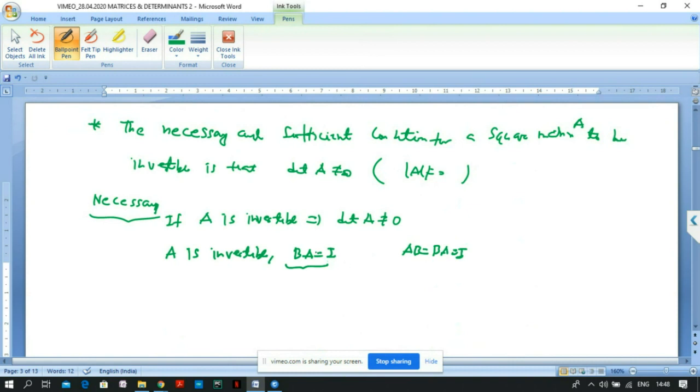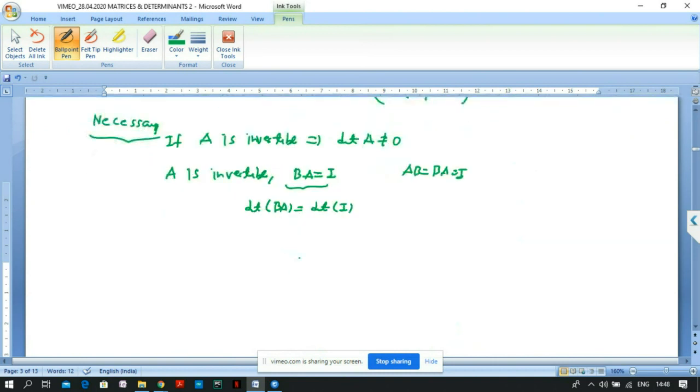BA equal to I is enough. Now I can apply determinant on both sides: determinant of BA equals determinant of I. Determinant of a product of matrices is the product of determinants, so this is det of B times det of A, and det of I equals 1. Because two numbers alpha and beta multiply to 1, neither can be 0, otherwise the left would be 0 and the right non-zero. So det of A is not 0. If A is invertible, then det of A is not 0.